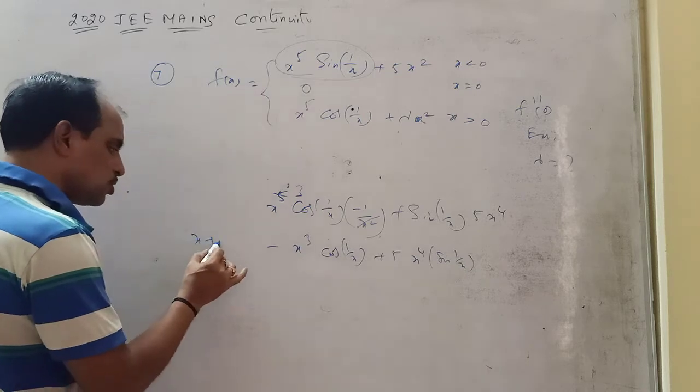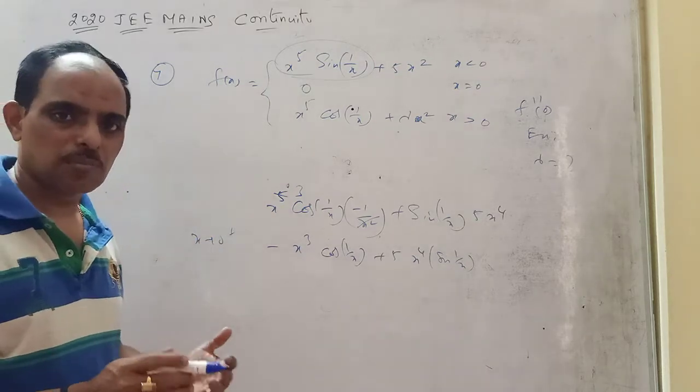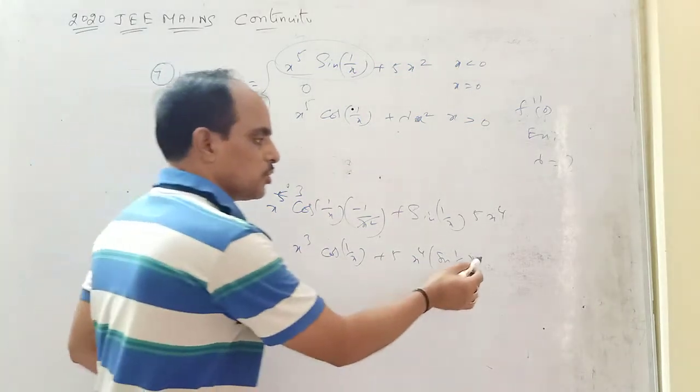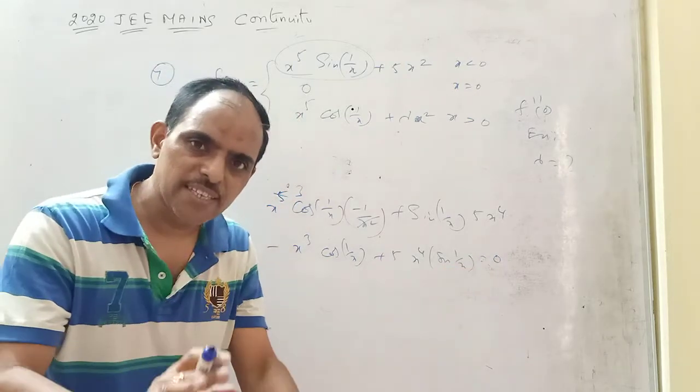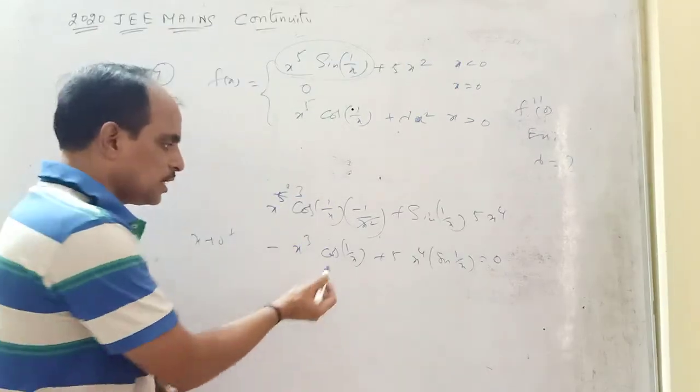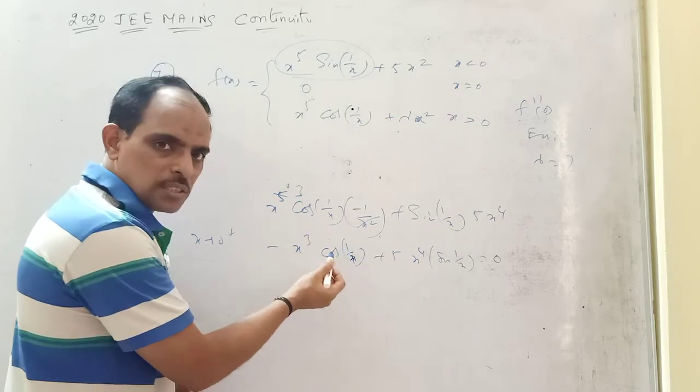At x is equal to 0, what happens? Either 0 plus or minus, the answer will be 0 only. Remember this question. It is differentiable. Somebody says that at x is equal to 0, this will be not defined.